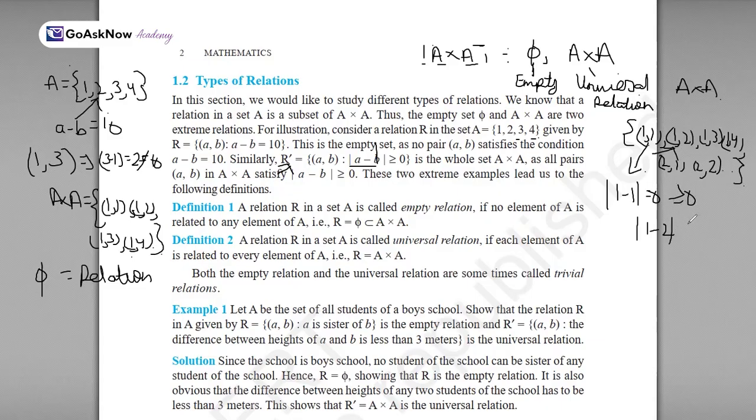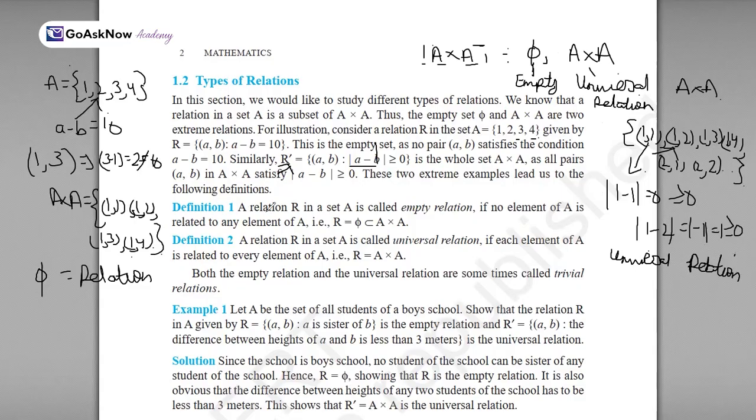So 1 minus 2 is minus 1, and its mod is 1. It is greater than or equal to 0. Yes, it is. It is also present inside the relation. So I can see here that this relation is the universal relation. So R dash is here the universal relation. This example is given in your NCERT, just to clarify the difference between the empty relation and the universal relation. I hope that you got the point of the empty relation and the universal relation.